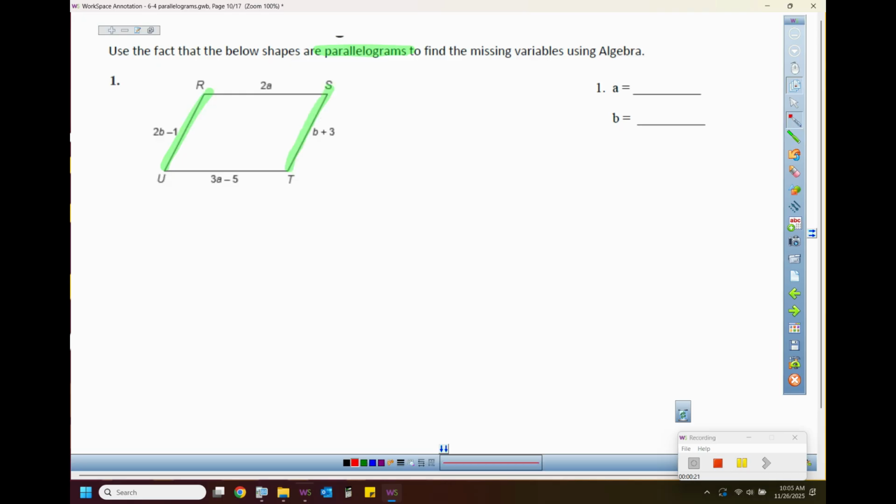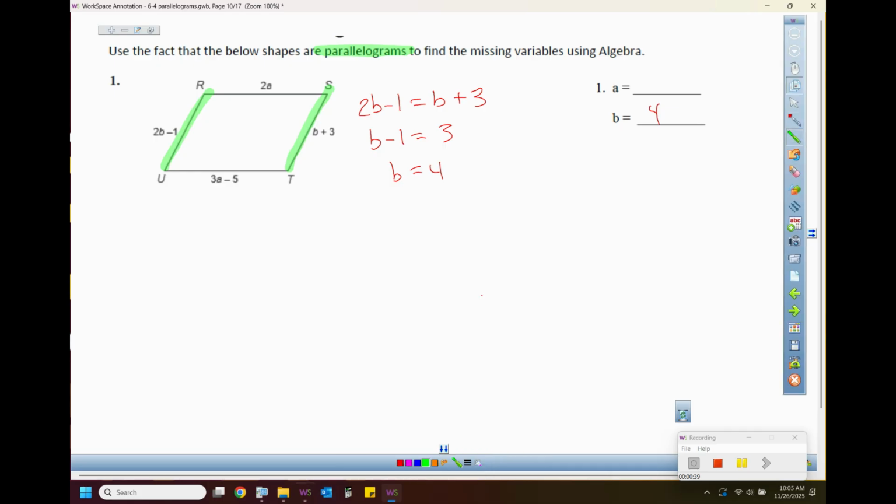These are opposite sides of a parallelogram, so they should be equal. So we could set these two equal to each other and solve for b. I will subtract b from both sides, and then I will add this 1 over, and b turned out to be 4 in that case.